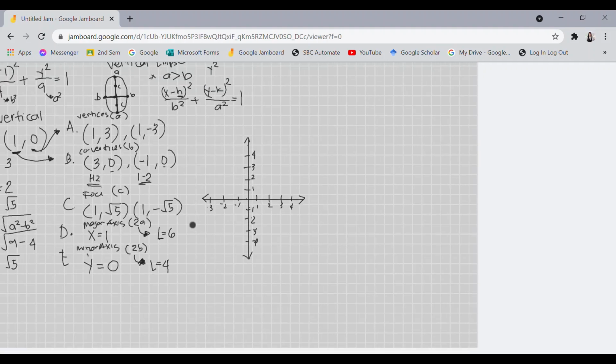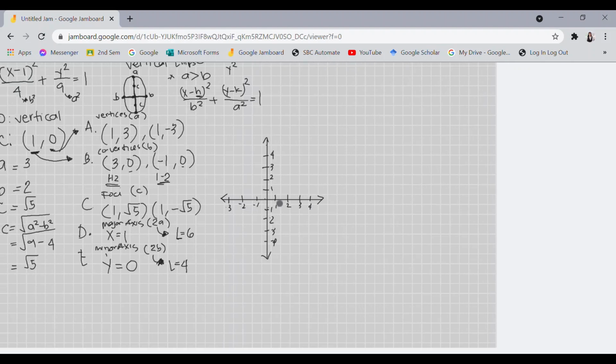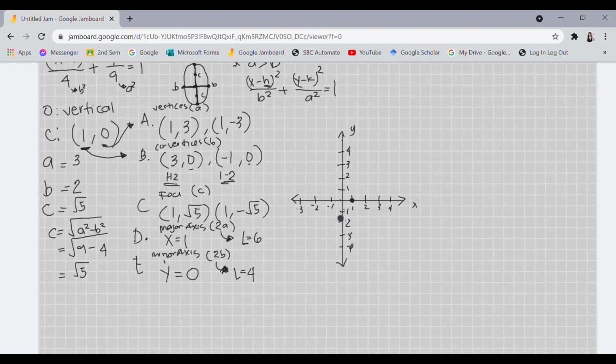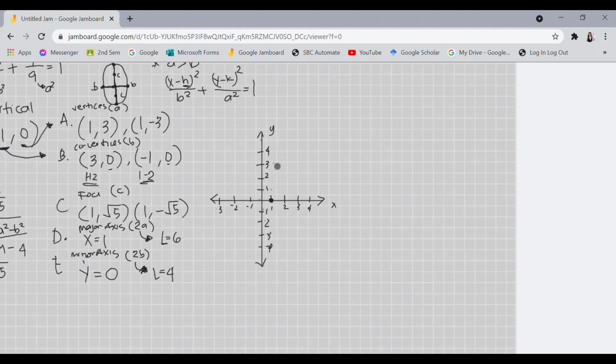So, sabi daw, the center is at 1, 0. 1, 0 is right here. Ano? 1 sa x-axis, 0 sa y-axis. So, ito yung x-axis, ito yung y-axis. So, the center is at 1, 0. And then, vertical ellipse, meaning yung A natin pataas at pababa. So, let's count 3 units up. 1, 2, 3. Nagkaroon tayo ng 1, 3. And then, 2 units down. 1, 2, 3. Nagkaroon tayo ng 1, negative 3.